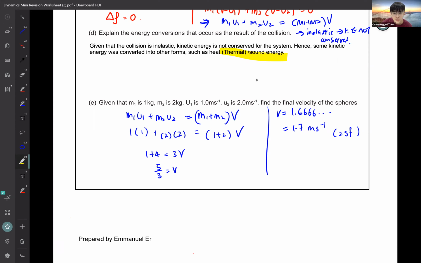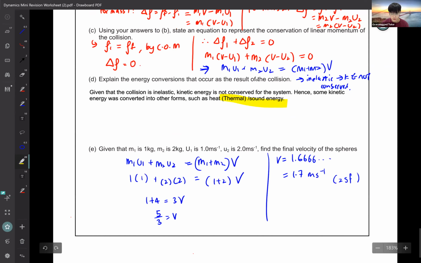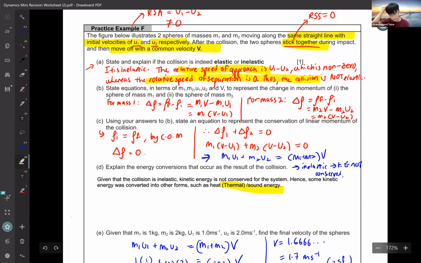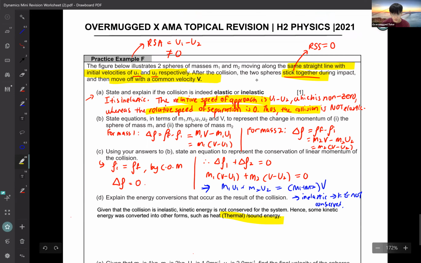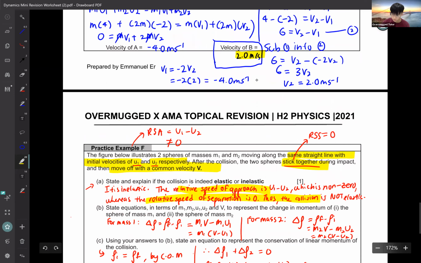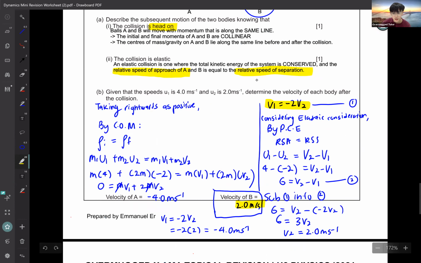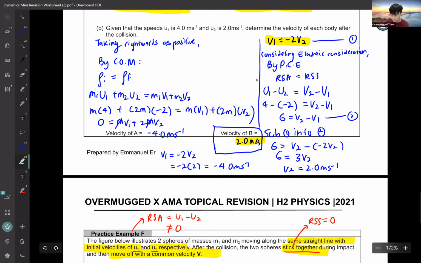Okay, how does the explanation describe the subsequent motion of the bodies? Wait, give me a sec. Are you talking about this one? Okay. Yeah. So Samantha, the relative speed of approach and the relative speed of separation is talking about the subsequent motion already. So that's how it answers the question. For E, I don't have to take into account the sign convention.